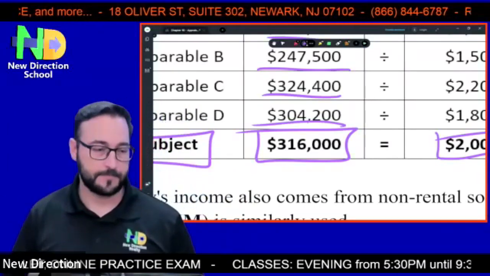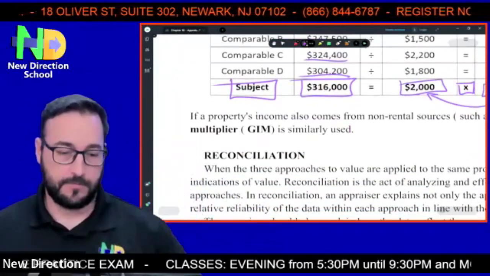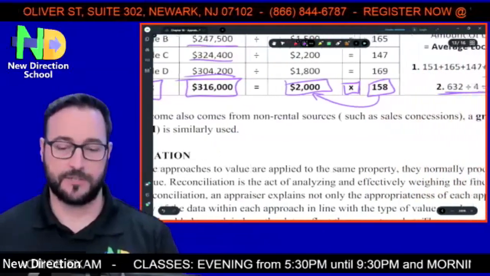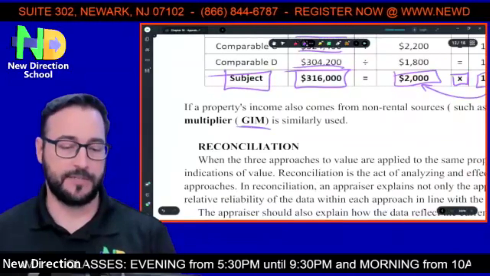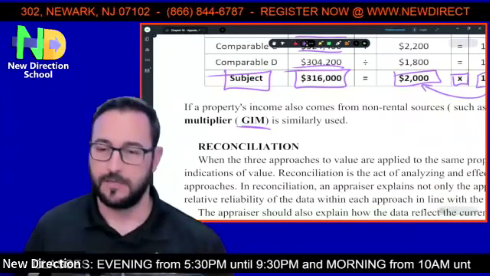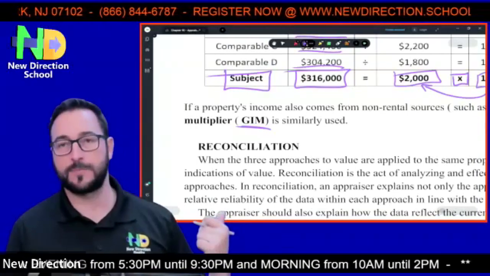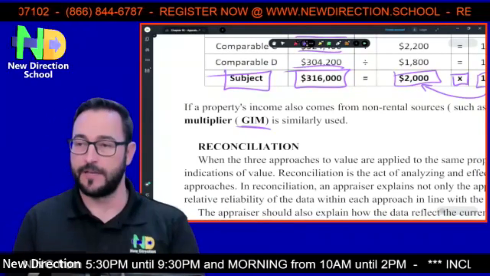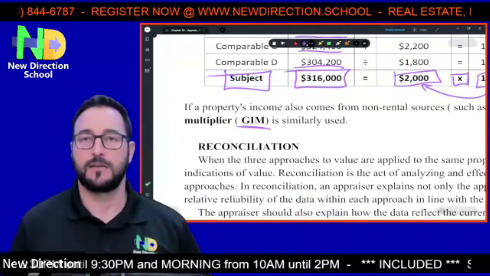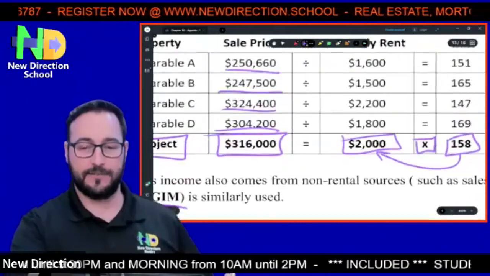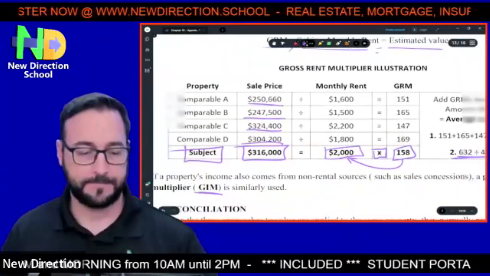If the property's income also comes from non-rental sources such as sales concessions, a gross income multiplier, GIM, is used similarly. Say you rent the parking space and you have vending machines or a laundromat, those coin-operated machines. That income is added to the rent, and everything else is the same.